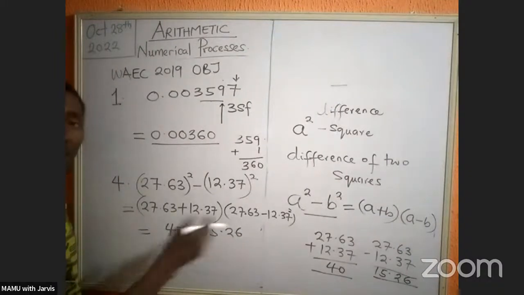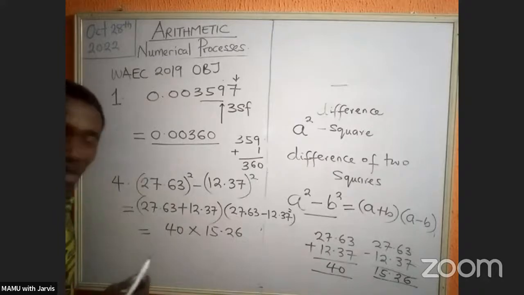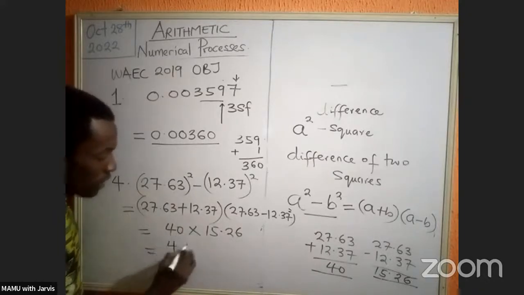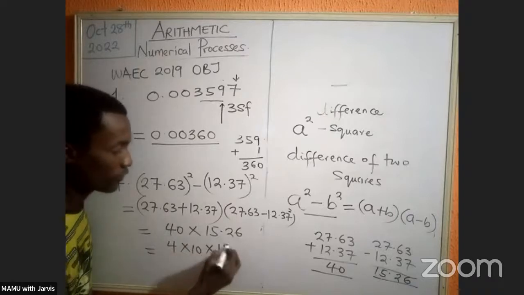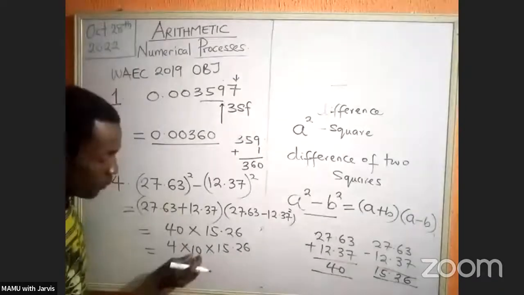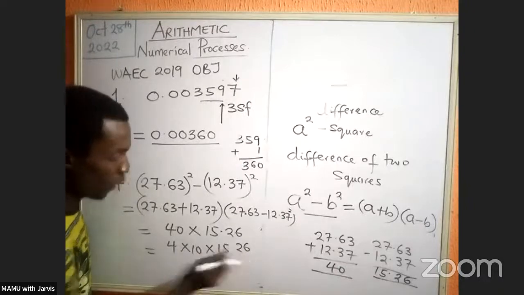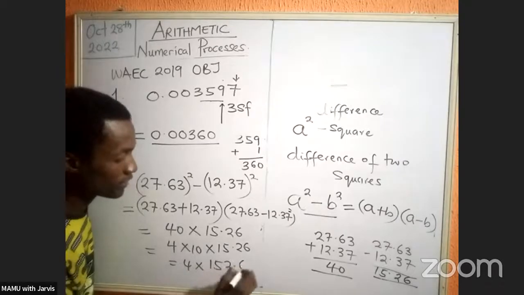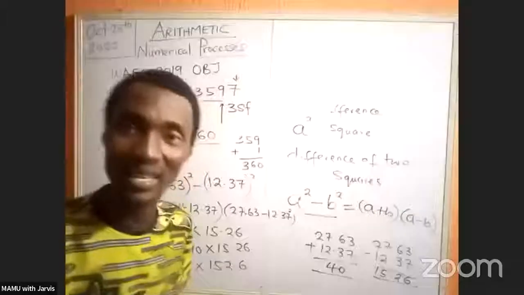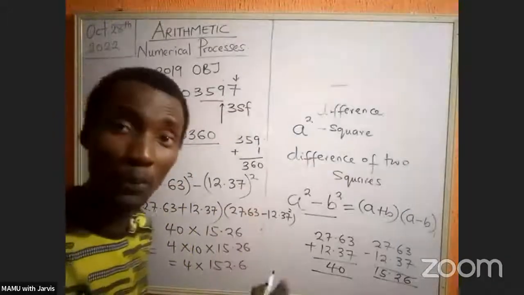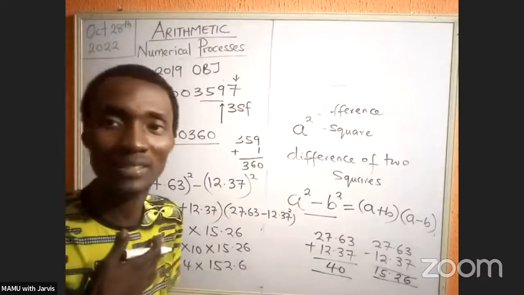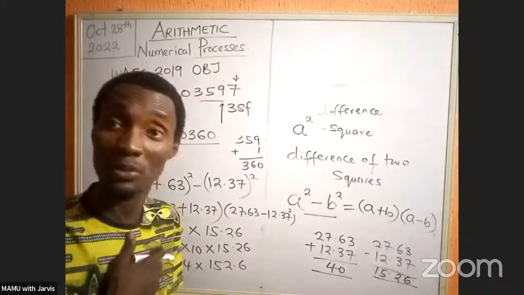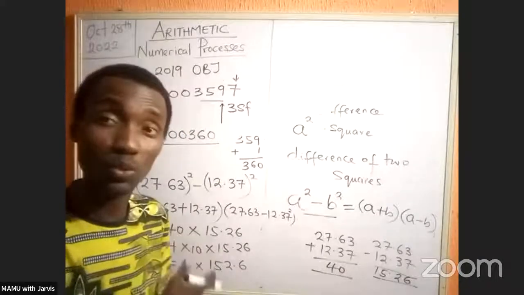Now, some of us might want to punch our calculator, but I'll give you a little technique you can use. This 40 will be 4 times 10 times 15.26. So this will push this decimal point one step. So I'm going to have 4 times 152.6. Now, please, you can use your calculator to do this. I'm only going through this trouble because I'm not a calculator person. I try as much as possible to avoid using calculators. So hence, I'm kind of old school when it comes to this.